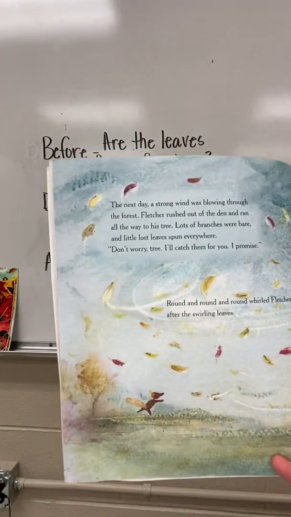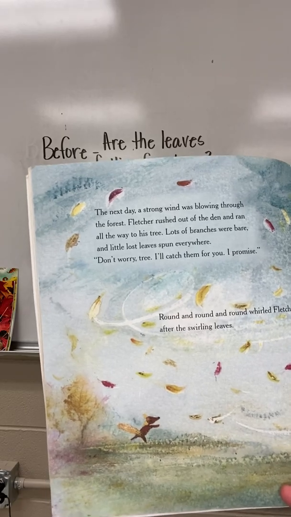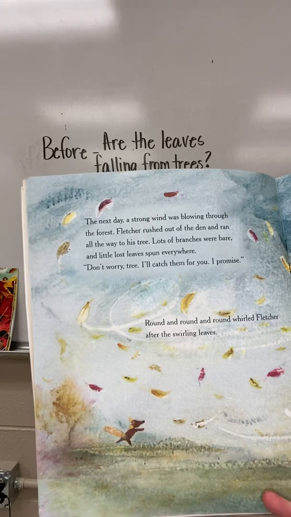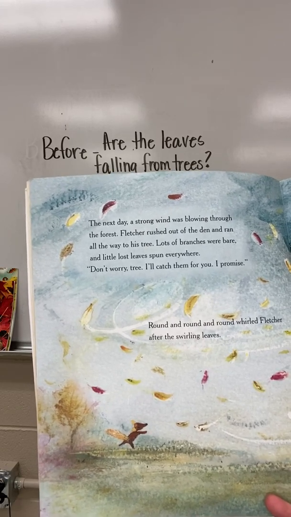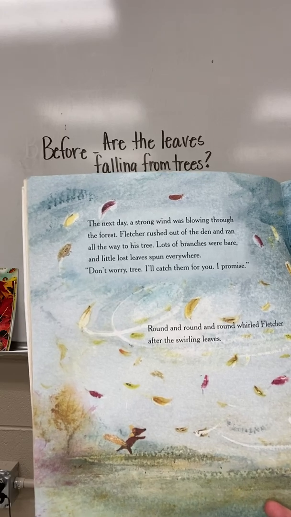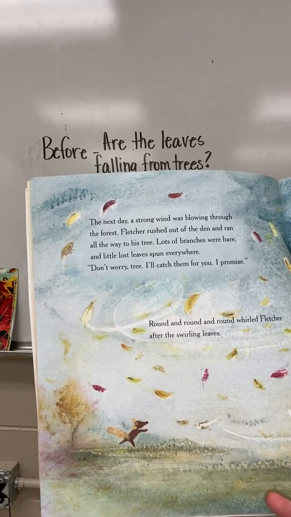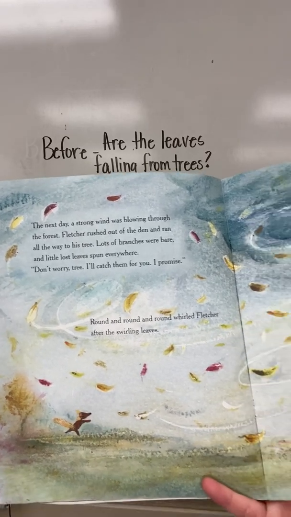The next day, a strong wind was blowing through the forest. Fletcher rushed out of the den and ran all the way to his tree. Lots of branches were bare, and little lost leaves spun everywhere. "Don't worry, tree, I'll catch them for you, I promise." Round and round and round whirled Fletcher after the swirling leaves.